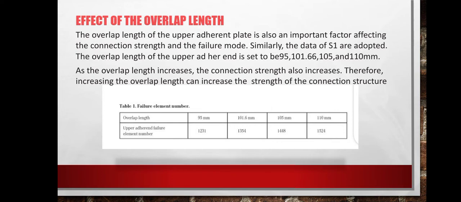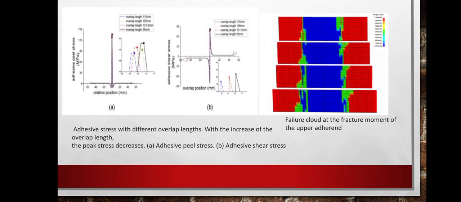The table shows the failure elements number. Overlap length is 95 mm and upper adherent failure element is 1231. 101.6 mm is the overlap length and upper adherent failure is 1354. 105 mm is overlap length and adherent failure is 1448. Both diagram A and B represent the adhesive stress with different overlap length.